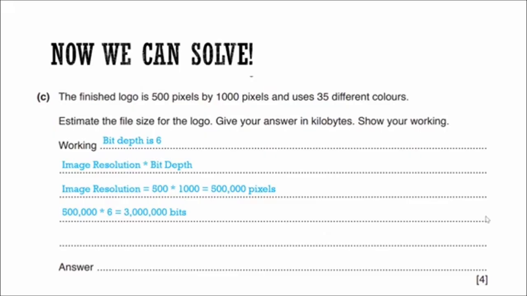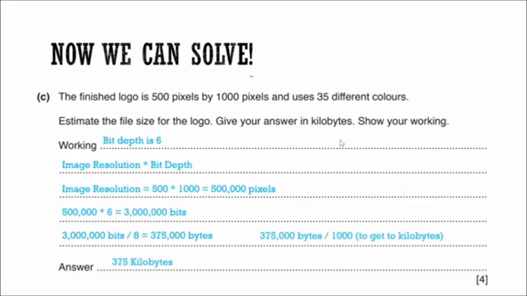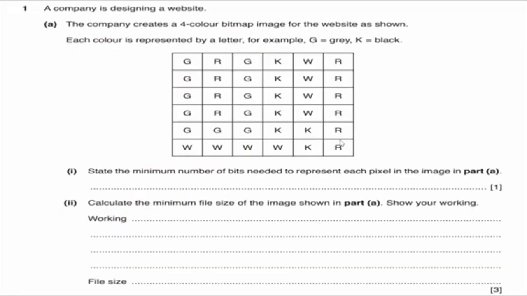Well, I need to go from bits to bytes, and then bytes to kilobytes. So 3 million bits divided by 8 gives me 375,000 bytes. It wants the answer in kilobytes though, so I'm going to divide that by 1000, and my answer is 375 kilobytes. Just like that, I just picked up 4 points out of 75 on my paper 1 exam. Let's take a look at another one.